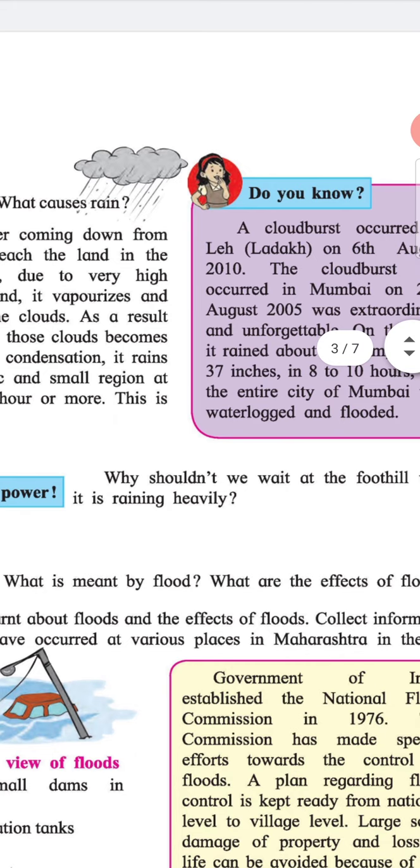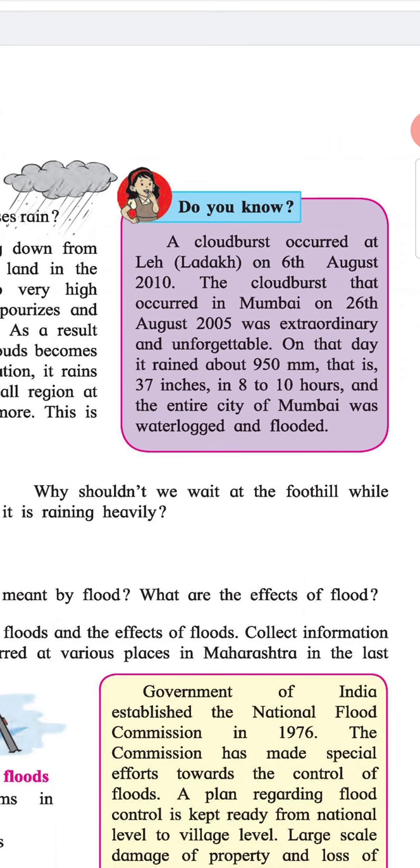Box. Do you know? A cloudburst occurred at Leh (Ladakh) on 6th August 2010. The cloudburst that occurred in Mumbai on 26th August 2005 was extraordinary and unforgettable. On that day, it rained about 950 millimeter, that is 37 inches, in 8 to 10 hours, and the entire city of Mumbai was waterlogged and flooded.